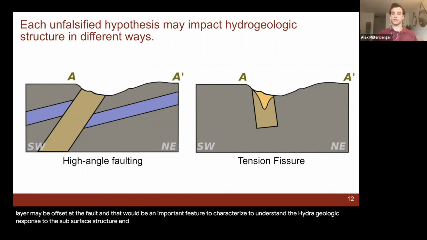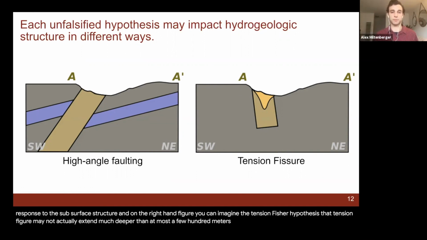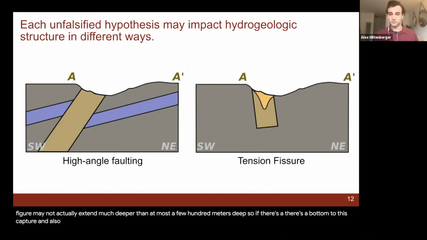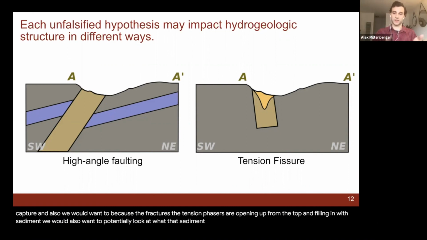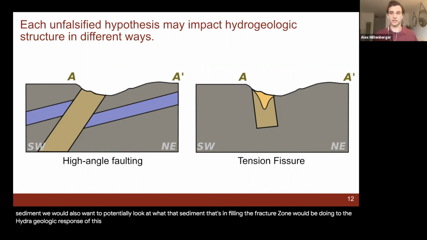And on the right-hand figure, you can imagine the tension fissure hypothesis. That tension fissure may not actually extend much deeper than at most a few hundred meters deep. So if there's a bottom to this fracture zone, that would be an important feature to capture. And also, because the tension fissures are opening up from the top and filling in with sediment, we would also want to potentially look at what that sediment infilling the fracture zone would be doing to the hydrogeologic response of this watershed.